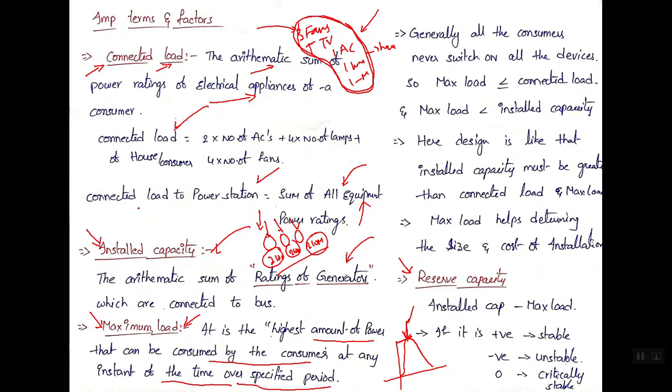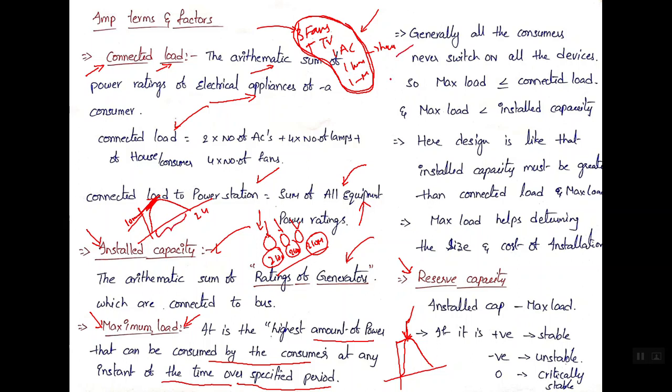For example, if you take one daily load curve for 24 hours. In these 24 hours, for example, let us take here, this is the maximum load. Let us take 100 megawatts, like that. Okay, this is the maximum load. That is the highest amount of power that can be consumed by the consumer at any instant of time over the specified period, which is nothing but maximum load.